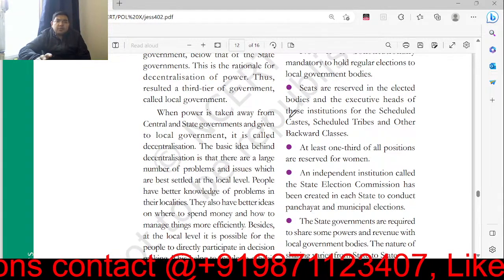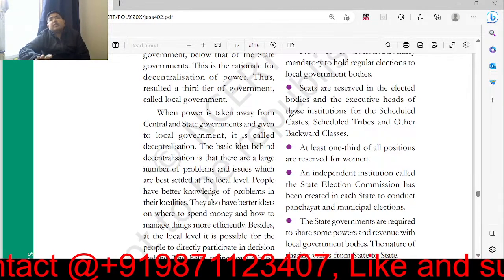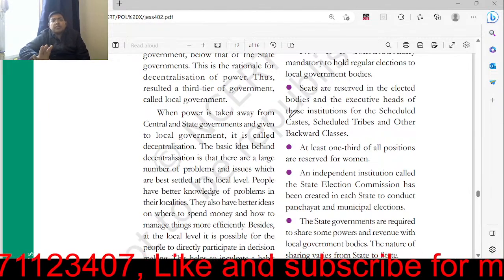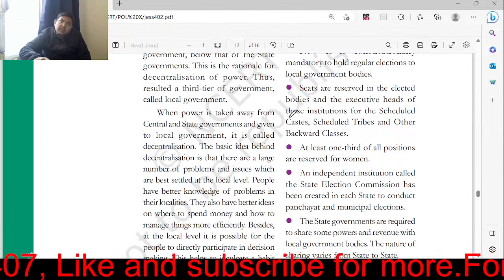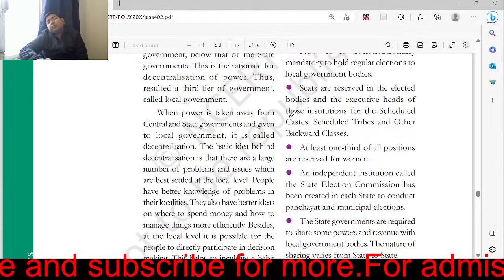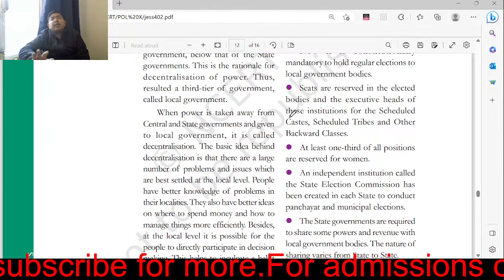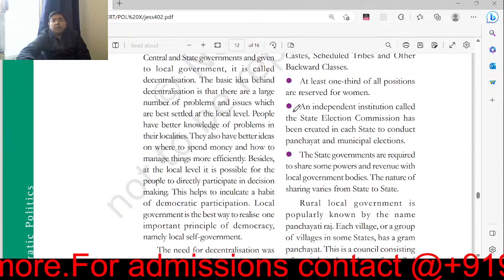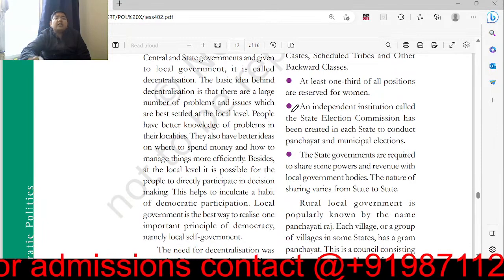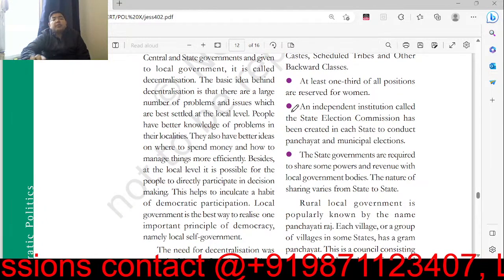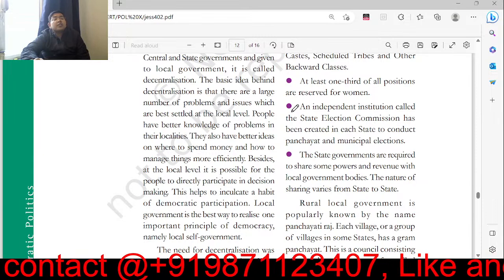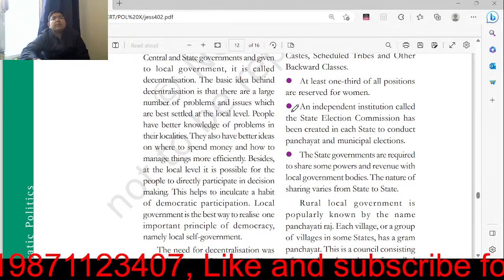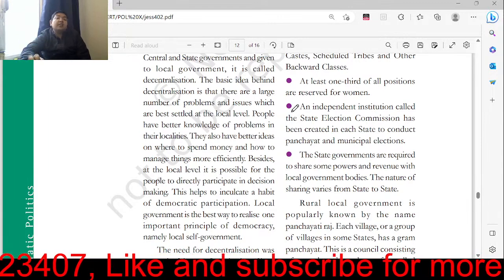I have told you that panchayats and municipalities के elections स्टेट इलेक्शन कमीशन कराता है. ये इलेक्शन कमीशन ऑफ इंडिया नहीं कराता, और ये स्टेट इलेक्शन कमीशन बनाए ही गए 1992 में. हर स्टेट का अपना एक होता है, उसका काम है पंचायत एंड म्यूनिसिपैलिटीज के इलेक्शंस कराना. और ये कॉन्स्टिट्यूशनली लिख दिया गया है कि स्टेट गवर्नमेंट्स की जिम्मेदारी है कि वो अपने पावर्स और रेवेन्यूज इन लोकल गवर्नमेंट बॉडीज के साथ शेयर करें. कैसे शेयर करेंगे वो स्टेट टू स्टेट डिपेंड करेगा, बट कॉमन पावर्स लिख दिए गए हैं.